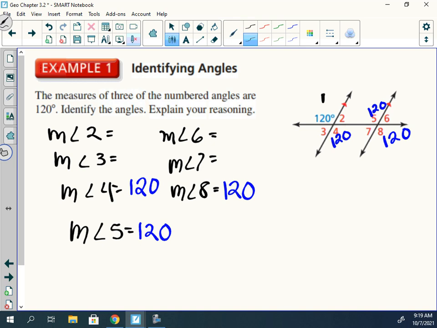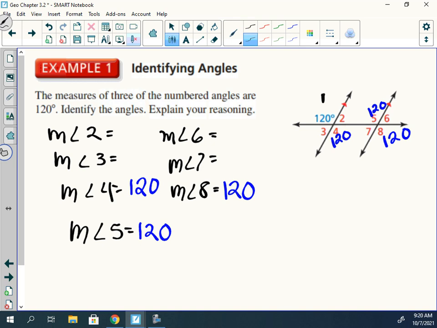Now we need to find 2, 3, 6, and 7. We can find either one of those first, but which one do we want to find first? Or which one do y'all want to find first? 3. 2 and 7 would be the same because they are alternate interior, yes? So if I could find 2 or 7, then I would have them both, yes? So we could find 3 or 2, because what does angle 1 and 2 do? Add up to 180. They are a linear pair, yes?